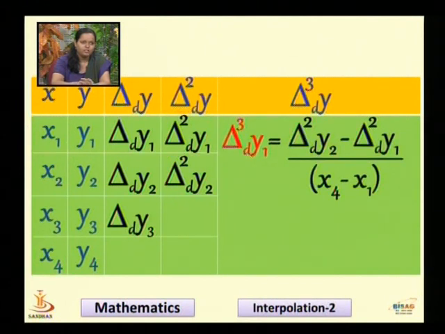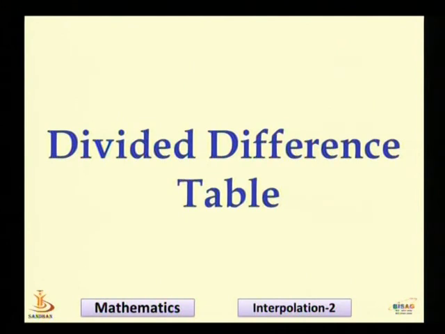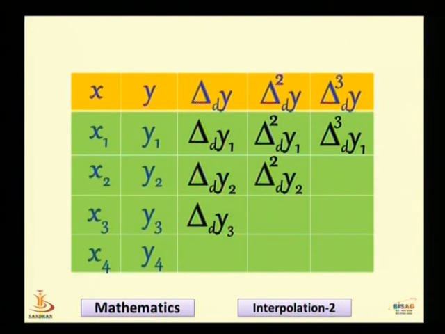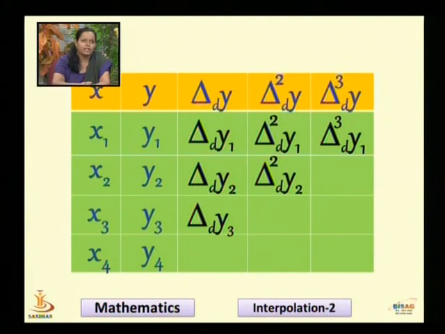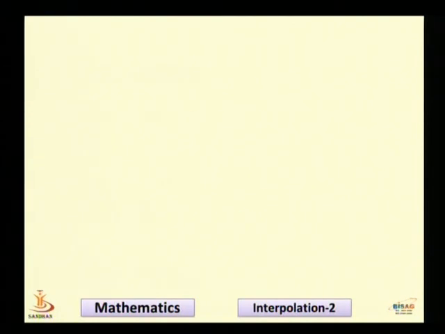Hence, the divided difference table will look like this. For 4 points, the divided difference table will look like this. Since we are having only 4 tabular points, we are evaluating the divided difference up to delta d cube. Let us now consider a few examples to construct a divided difference table.